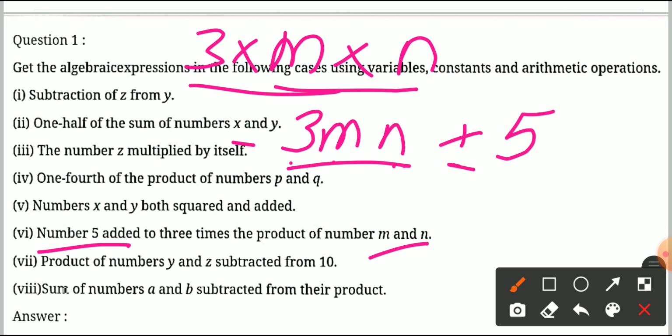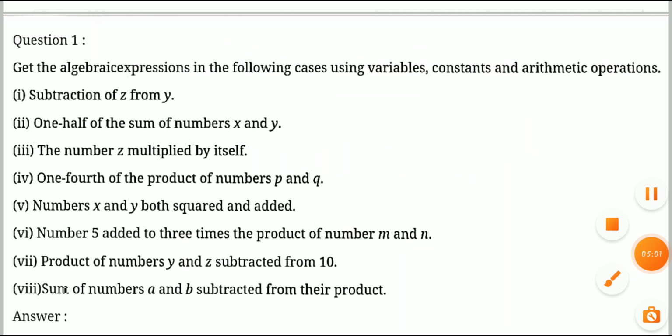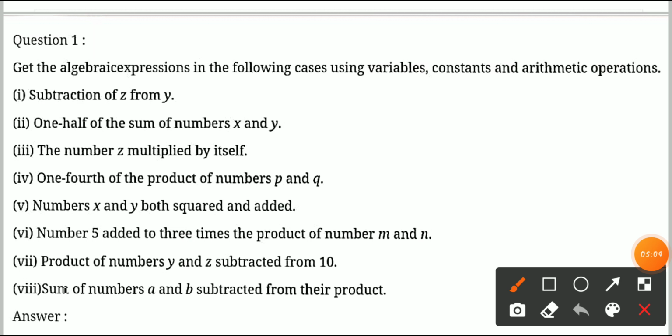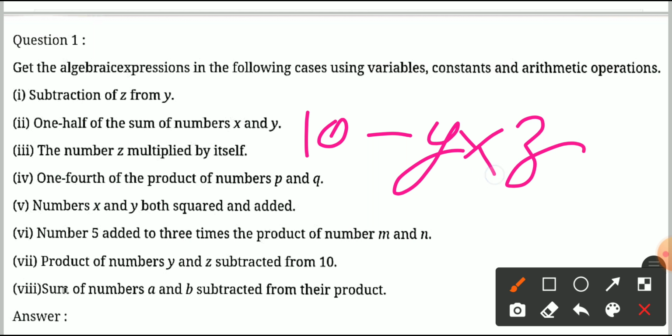Now next, product of number y and z subtracted from 10. Subtracted from 10. From 10 we are going to subtract it. What? Product of y and z. Y and z product. So 10 minus yz is the answer.